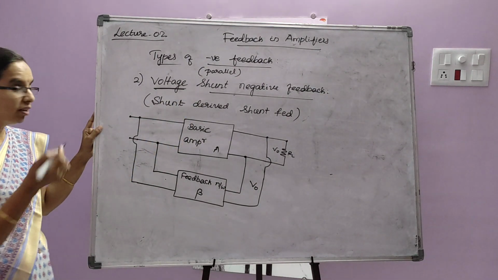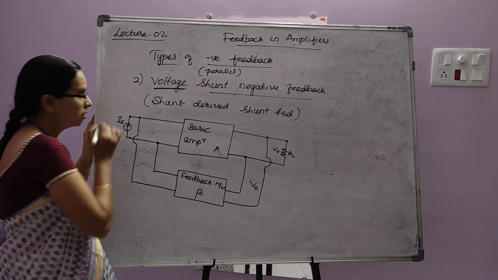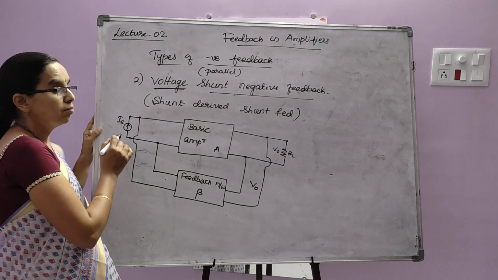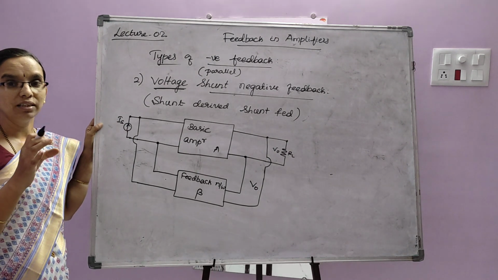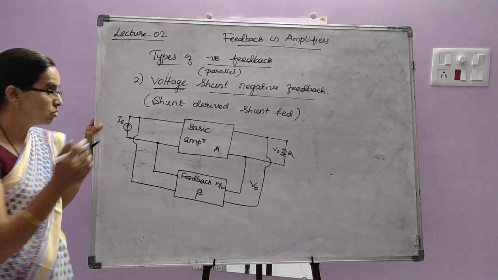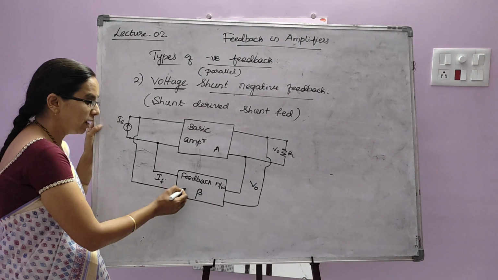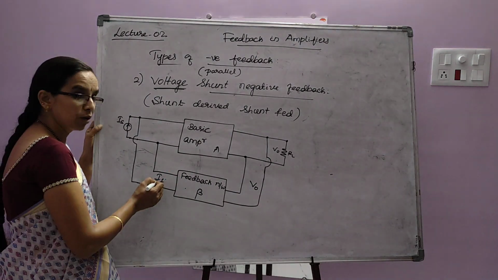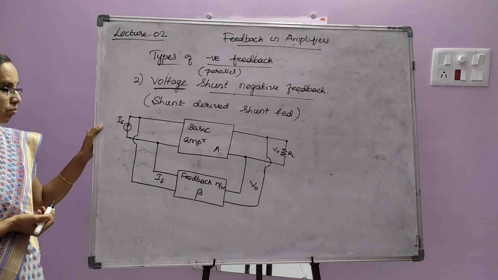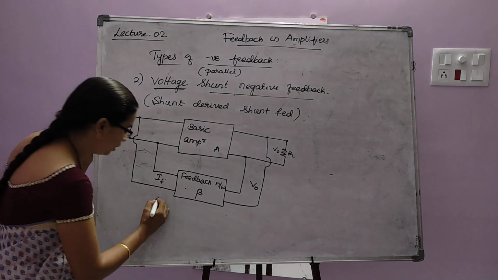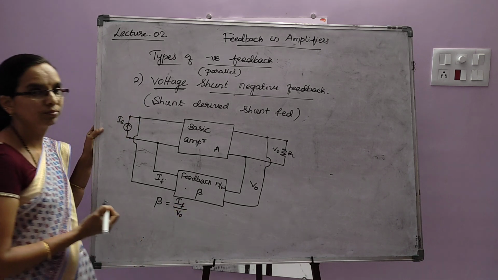So whenever we are giving the parallel connection, here we are taking current source. Source is current source, because when you find parallel connection, their current will divide, right? So here what we are getting, the feedback network is going to produce the proportional current of this output voltage. Okay, so here beta is equal to IF by V naught.